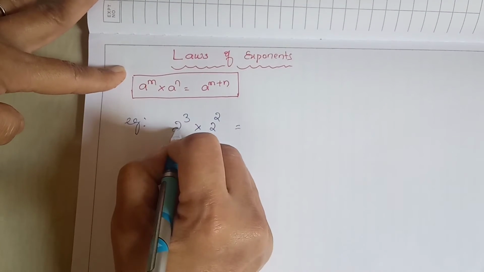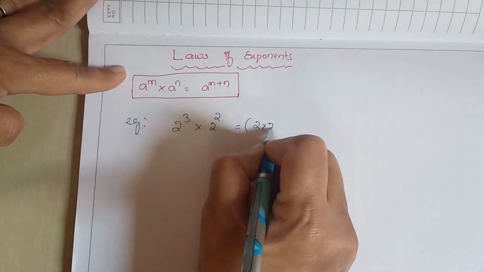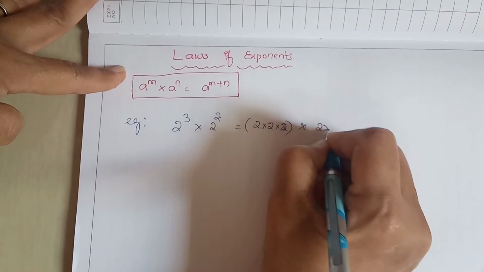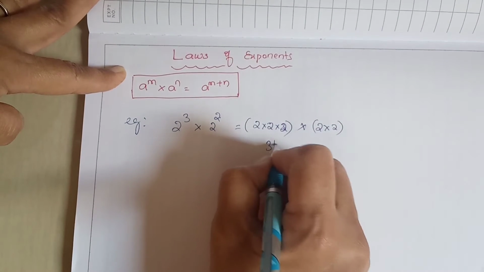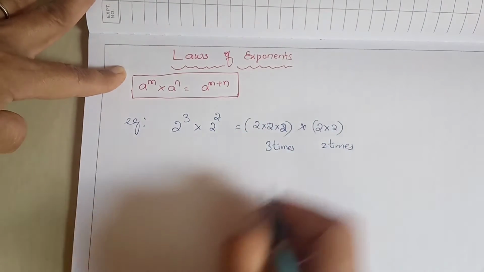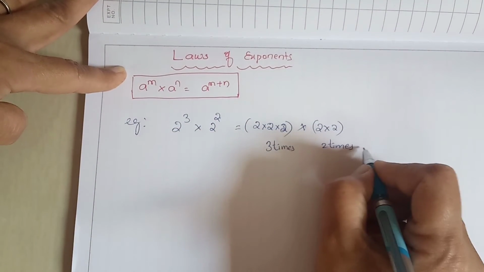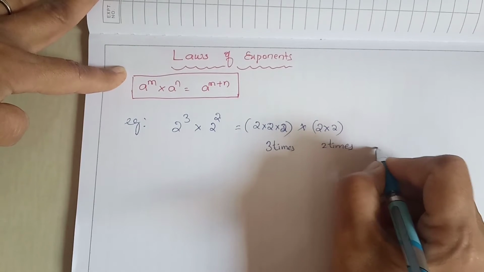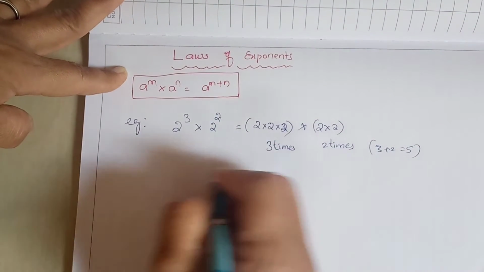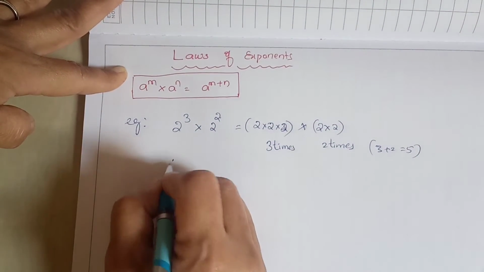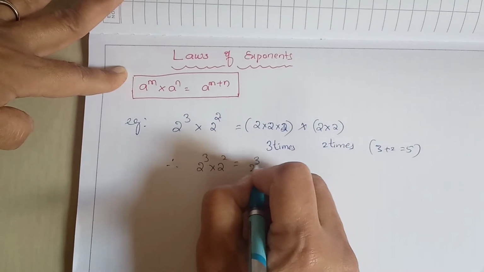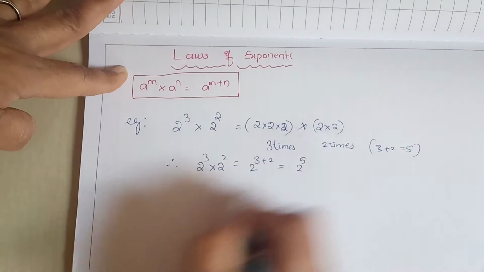That means 2 is written 3 times, and here 2 is written 2 times. This is 3 times and this is 2 times. So how much is the total? 3 plus 2 is 5. Therefore, 2 to the power 3 into 2 to the power 2 is nothing but 2 to the power 3 plus 2, which is 2 to the power 5.